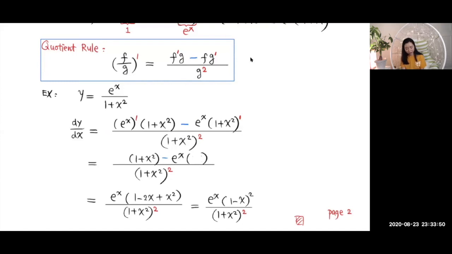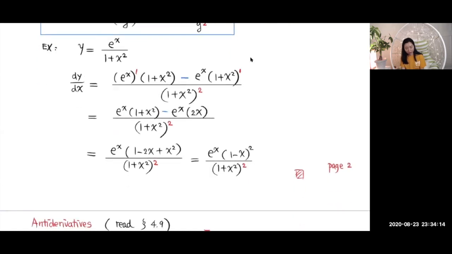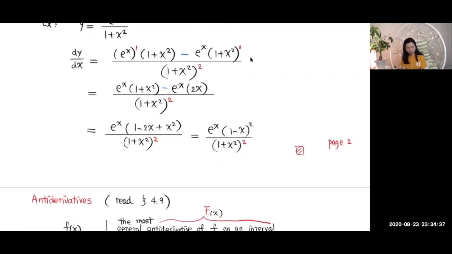Now remember, the derivative of e to the x is e to the x itself. And the derivative of 1 plus x squared: the derivative of a constant is 0, and the derivative of x squared is 2x. Now combine and take out the common factor e to the x. We combine this over here, and notice that this reminds you of the perfect square formula. This is a perfect square of 1 minus x. So this is the answer, using the quotient rule.